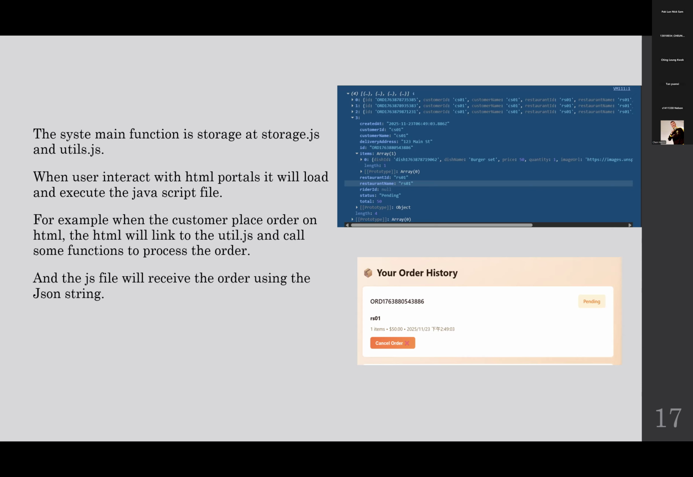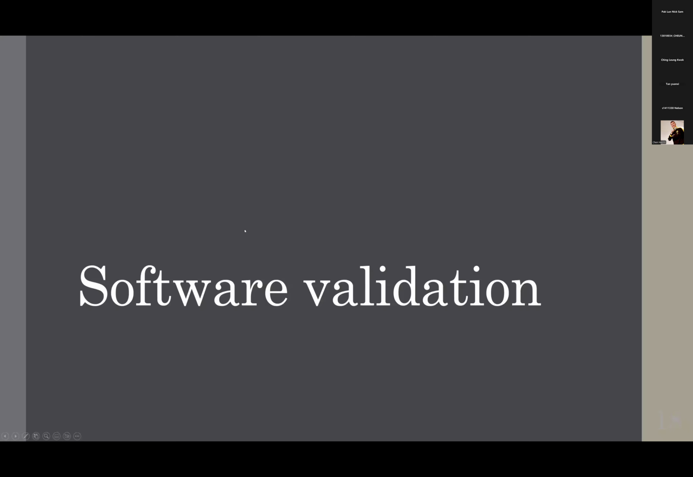Later on, the restaurant or the rider can read from the same storage system to see any updates in real time. We can also see all of this in the browser developer tools. We can check the stored data and see how the system updates live. So this is for the system implementation part.